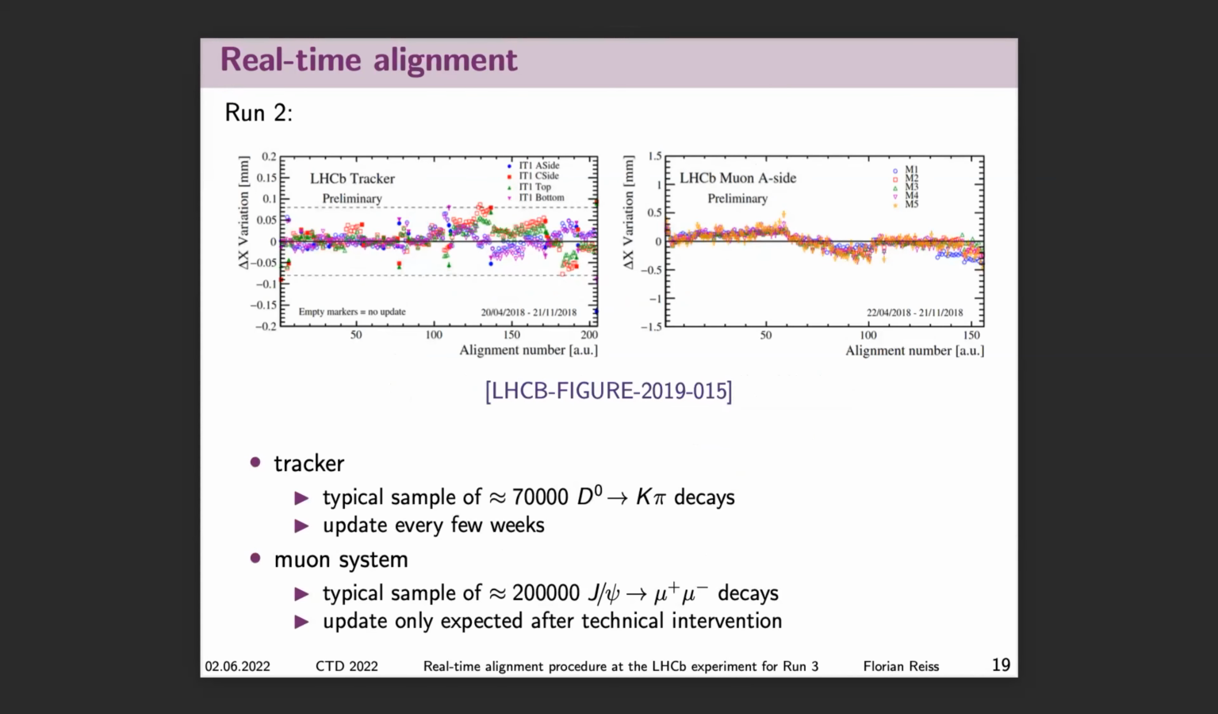For the remaining tracking stations, the upstream and downstream trackers for Run 2, as well as for the muon system, those were much more stable. The remaining tracking system we only updated every couple of weeks using a sample of around 70,000 D0 to Kpi decays, and the muon system basically only really moves if you touch it by hand. For that we used 200,000 J/psi to mu mu decays.